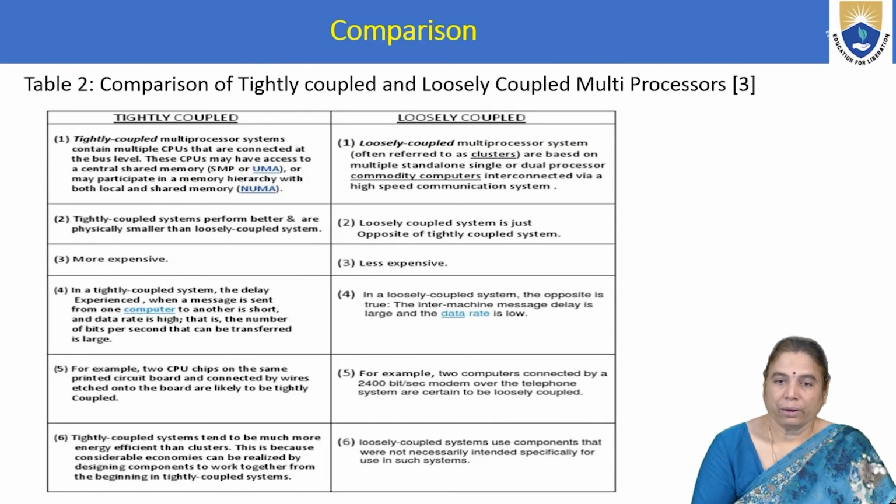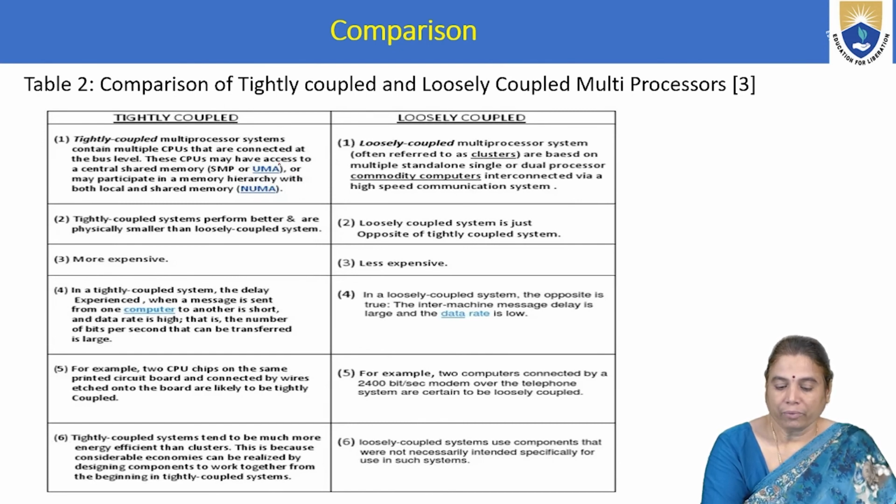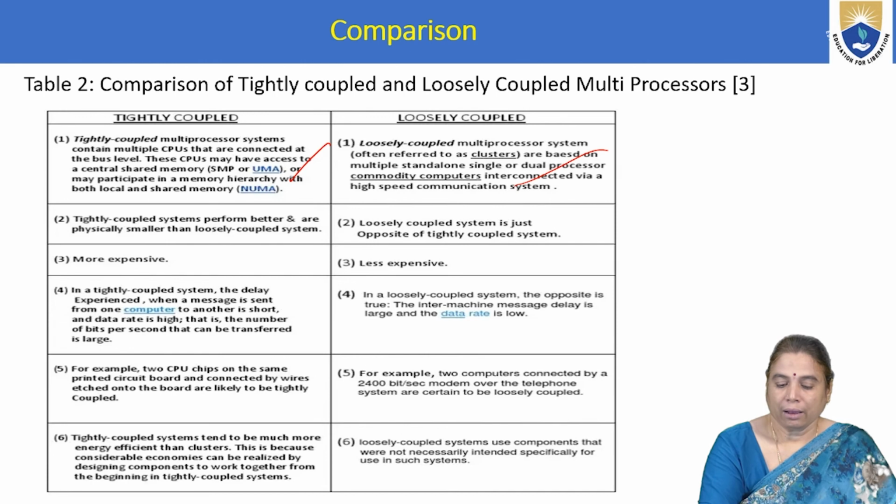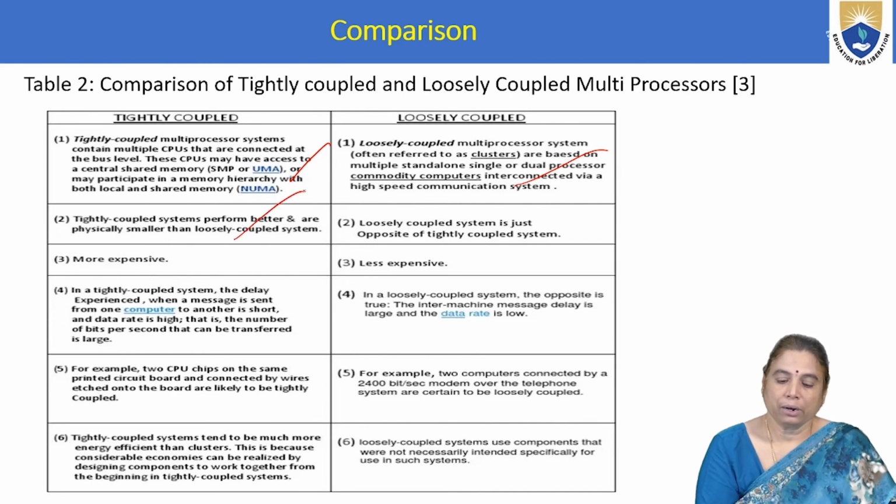Now we can distinguish between the tightly coupled and the loosely coupled architecture. A tightly coupled multiprocessor system contains multiple CPUs that are connected at the bus level. The CPUs may have access to a memory hierarchy with both local and shared memory. But in the case of loosely coupled systems, they communicate with the message passing system. Next, tightly coupled systems perform better than the loosely coupled systems.